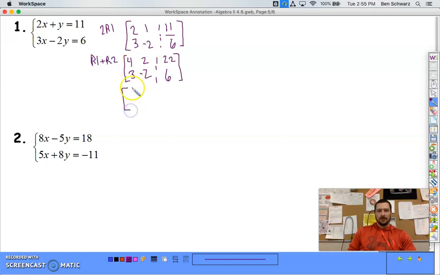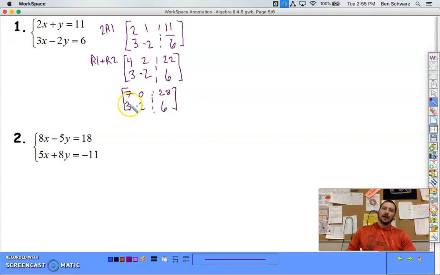So 4 plus 3 is 7. And then 2 plus negative 2 is 0. 22 plus 6 is 28. So that's looking better now. 3, negative 2, and 6.